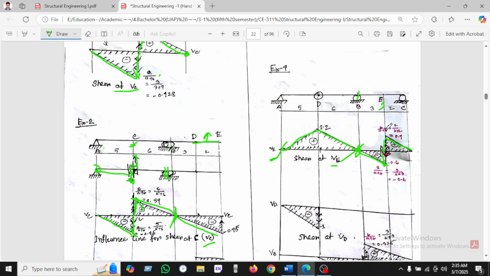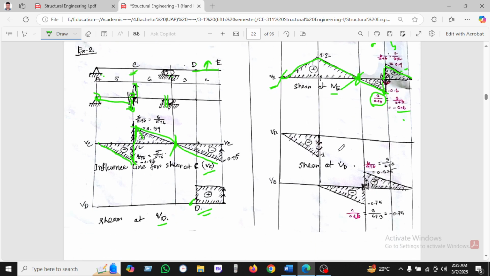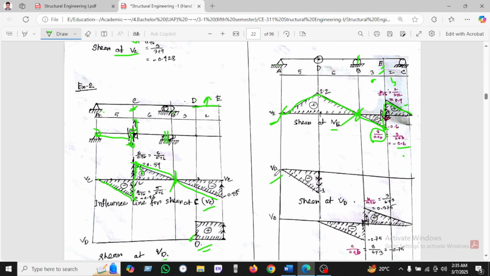And how will be the value? This is the A, this is the B. So A divided by A plus B is 0.6, and 1 minus 0.6 is 0.4, or B divided by A plus B will be 0.4. Okay, so we have seen shear at B.